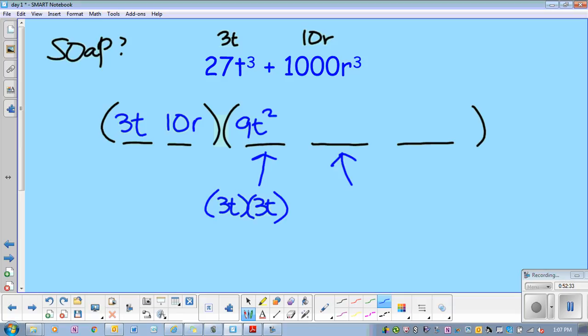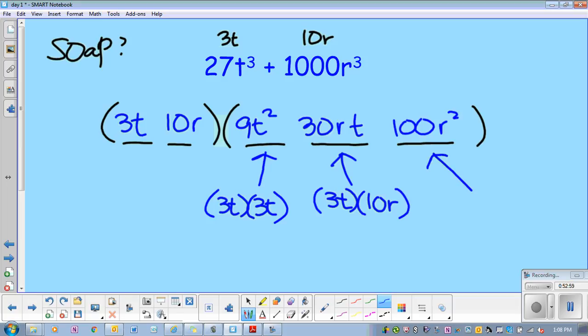What goes in the middle? 30tr. Good. 30. You know what? I'm going to put rt because it's going to go next to a plus sign. Oh, that's why I put the little tail on the t. All right. What goes in this last one? 100r squared. Good. 100r squared. So 10r times 10r, right?